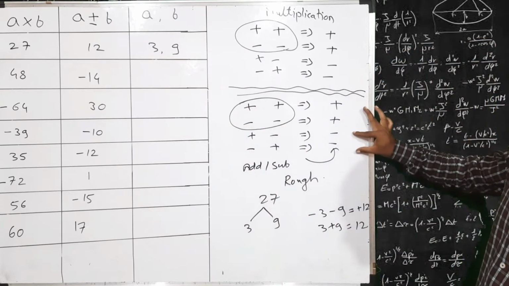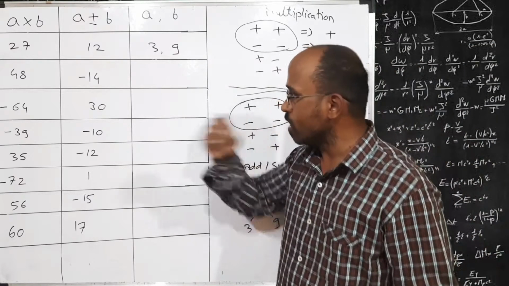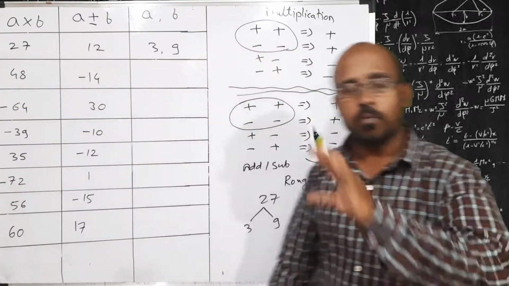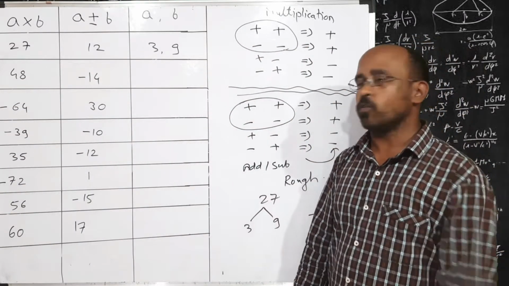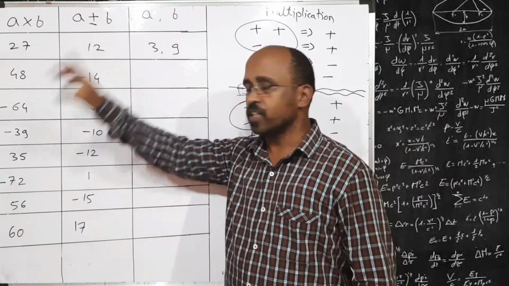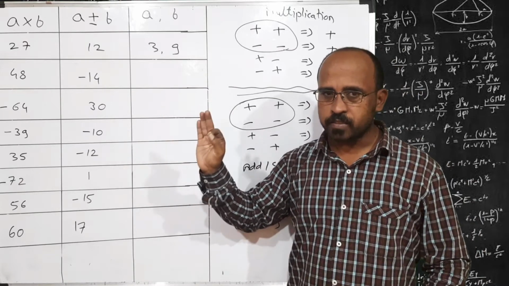Their addition or subtraction? The answer is addition. Means 14 is the addition of those two numbers and 48 is the multiplication. So we have to find out factors of 48 such that their addition is 14. 6 8s are 48. 6 plus 8, 14.